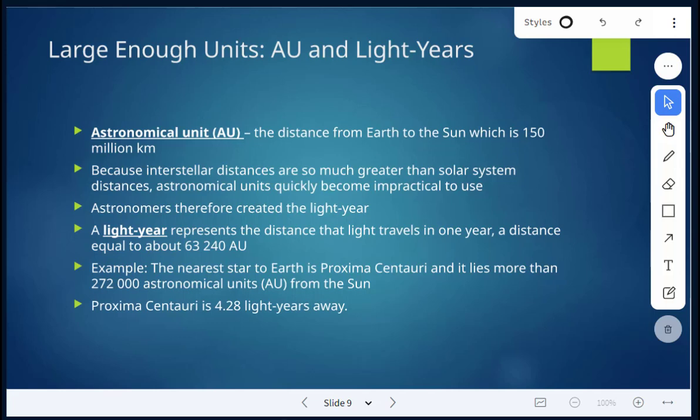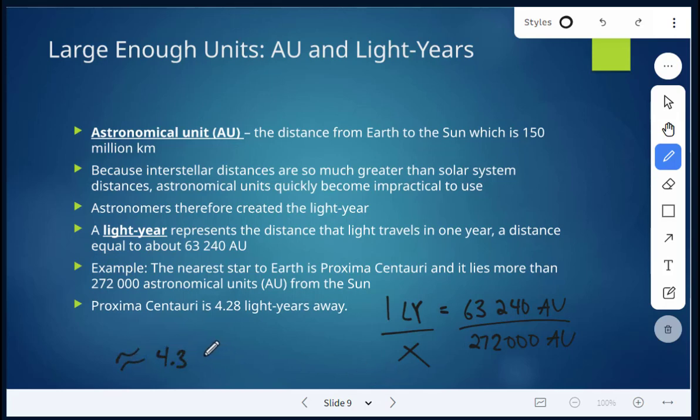And you can just do that with setting up a ratio. So 1 light year is 63,240 AUs. And then we were told it's 272,000 AUs, and then we can estimate how many light years that is. So 1 times 272,000 divided by 63,240, and we get approximately 4.3 light years away.